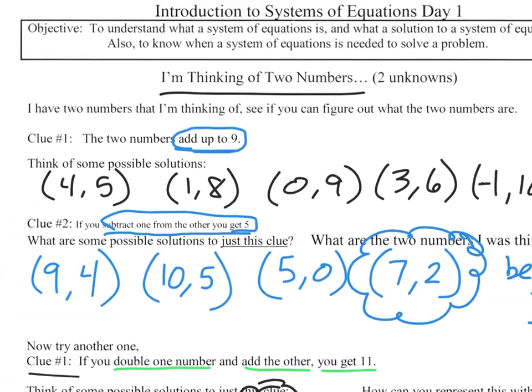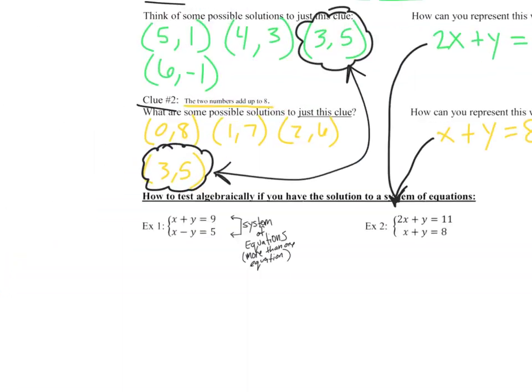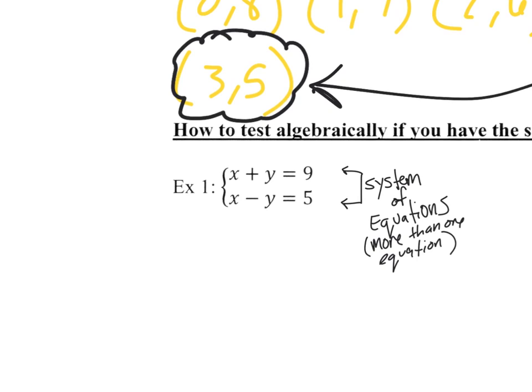So how do we test again algebraically if it's a solution to this system? Well, look at the first solution we came up with. We came up with 7 comma 2. So what we're going to do is check 7 comma 2. Let me write it off to the side over here.